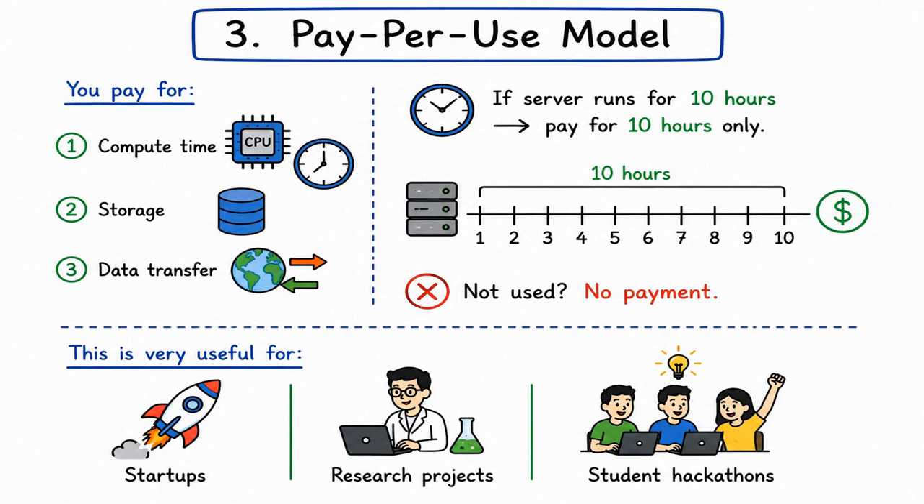Example, suppose you have a server which runs for 10 hours. It is running for 10 hours, so you have to pay only for 10 hours. And if the server is stopped after 10 hours, then the billing also stops. You need not pay anything. Why this is useful is because the traditional systems require buying the servers permanently and paying even when they are idle. AWS avoids this wastage.